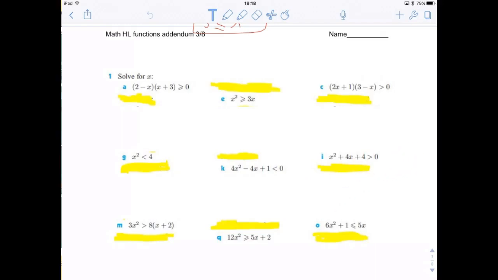Here we are on page 3 of functions addendum. Solve for x. So let's take this first one here. Whenever you're solving an inequality like this, the best thing to do is to make a sign diagram, which is basically a number line indicating at what values of x the left-hand side becomes positive and when it becomes negative.